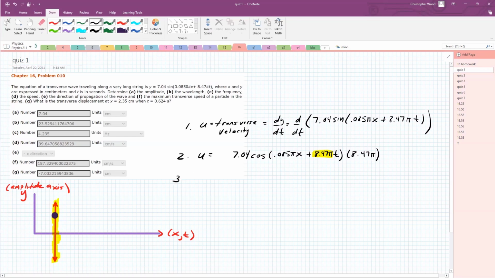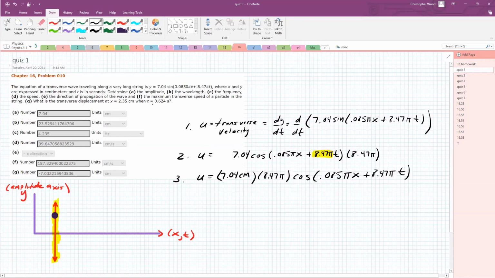Let me just do a little rewrite to organize. So for improved organization, and this was centimeters, I'm just going to say 7.04 centimeters times 8.47 pi times cosine of 0.085 pi x plus 8.47 pi t. And then ask yourself, what did they ask?